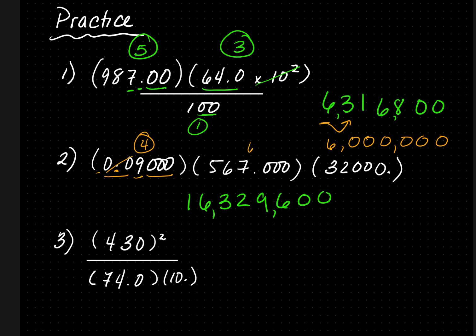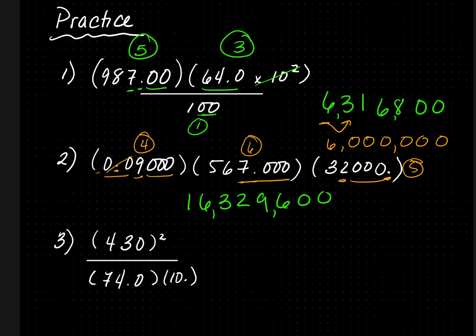567.000 has 6 significant digits. There's a decimal present, a significant digit in front, so those zeros are significant. 32,000 has 5 significant digits because there's a decimal present anywhere it's written and there's a significant digit in front, so all these zeros are significant. After I count the number of significant digits in each, it is the least amount when we multiply and divide. So the least amount is 4, so my final answer must have 4.